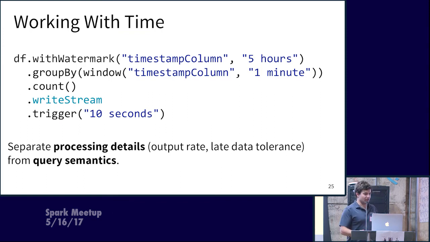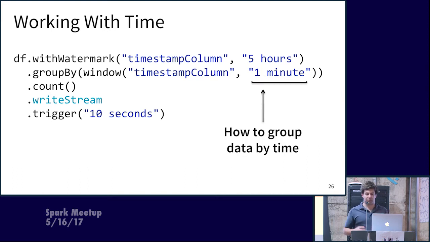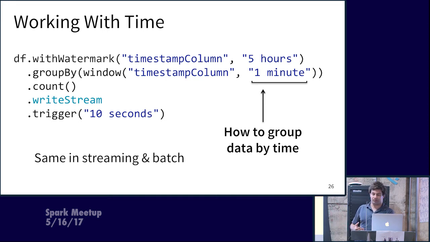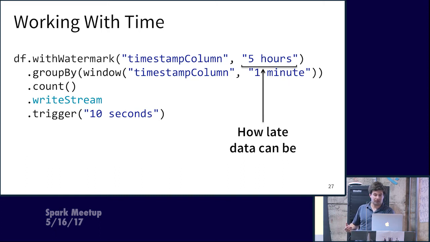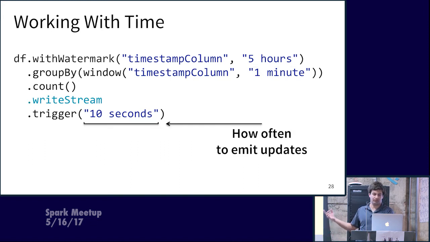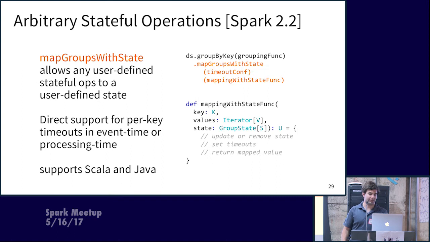So I've mentioned a lot of time concepts. I've talked about triggers, watermarks, and window functions. So I just want to give more examples on that real quick. If you want to group data by time, you use the window function, give it a timestamp column, and give it some time amount. It says how you group data by time. This is the same in streaming and batch. Then by the watermark, you tell us how late data can be. It's given by the withWatermark function. And triggers say how often to emit updates.